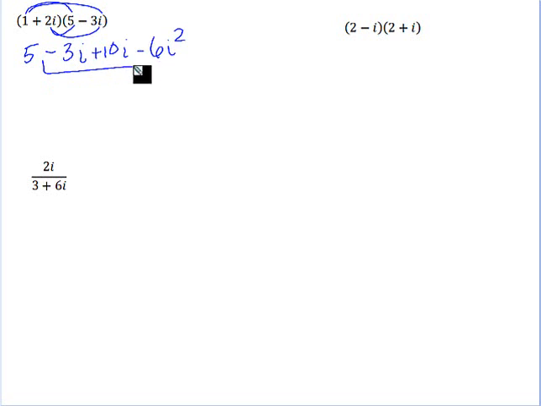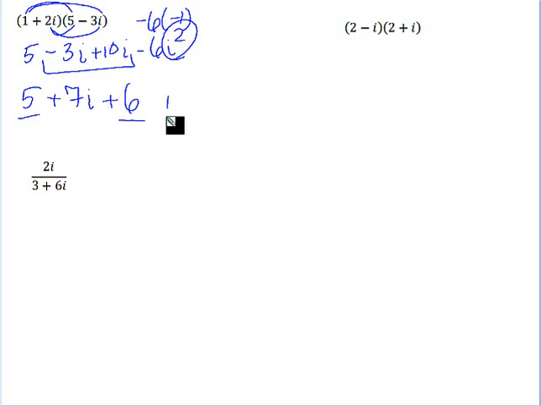We can combine our like terms. So 5, negative 3i plus 10i would be plus 7i. And i squared we know is negative 1, so this is like negative 6 times negative 1, which is a positive 6. Then we can combine our 5 and 6 together, leaving us with 11 plus 7i.